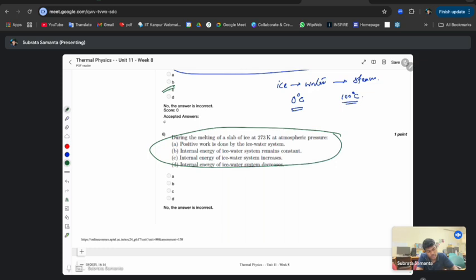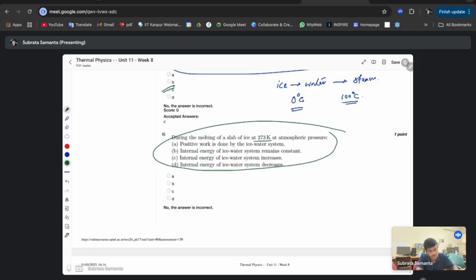So the next question is basically: during the melting of a slab of ice at 273 Kelvin, at atmospheric pressure, positive work is done by the ice-water system. Internal energy of the ice-water system remains constant. Internal energy of the ice-water system increases. Internal energy of the ice-water system decreases. So how do I know?